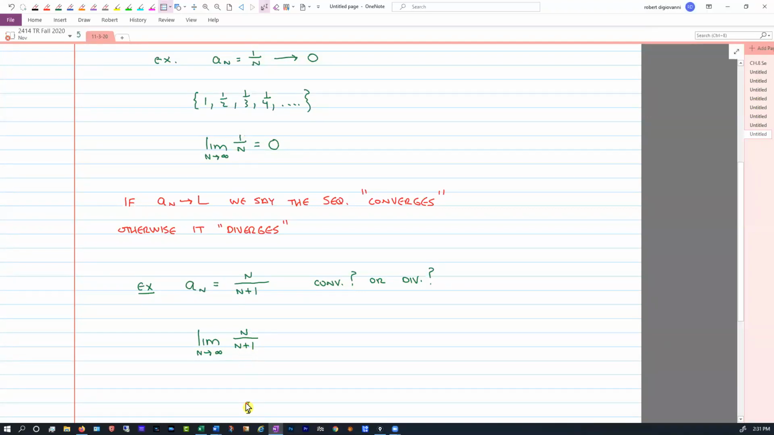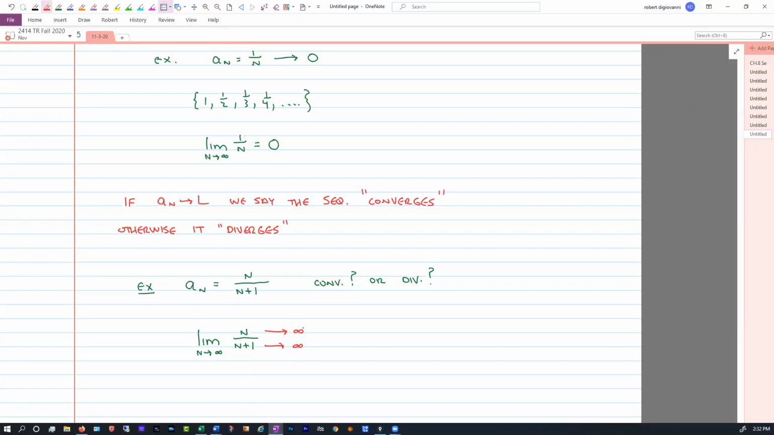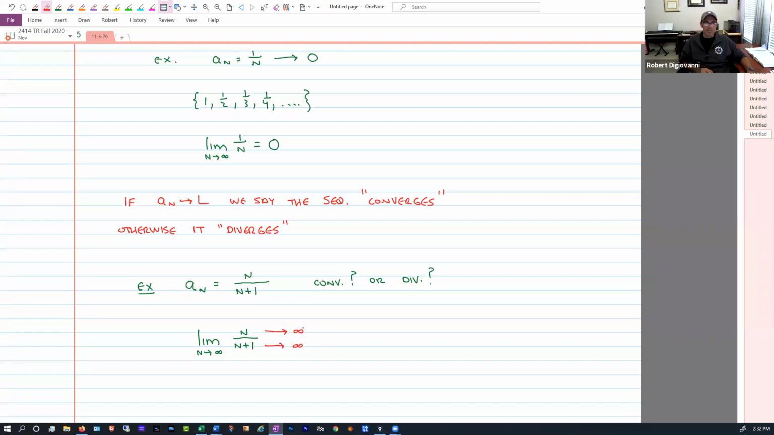Bigger number, and then bigger number plus 1. Okay. So the denominator would obviously be bigger, only by 1 though. So the numerator's headed to infinity, the denominator's headed to infinity. So you have infinity over infinity. How do we handle infinity over infinity? L'Hopital's rule. But we have a problem.